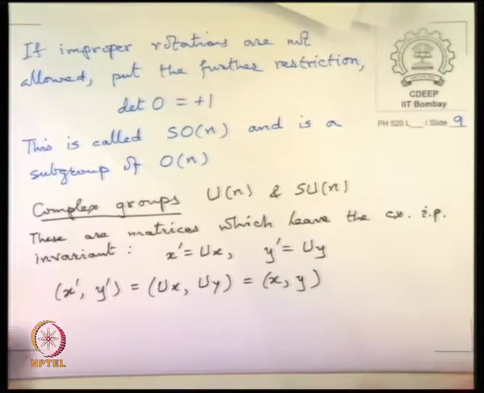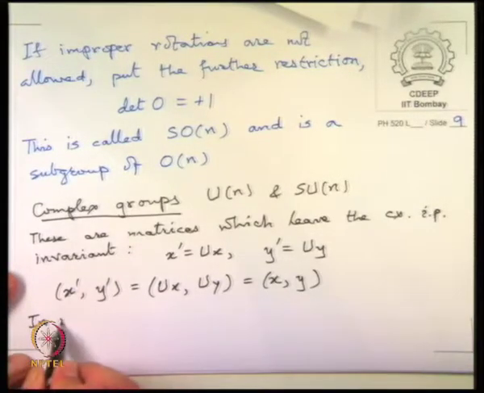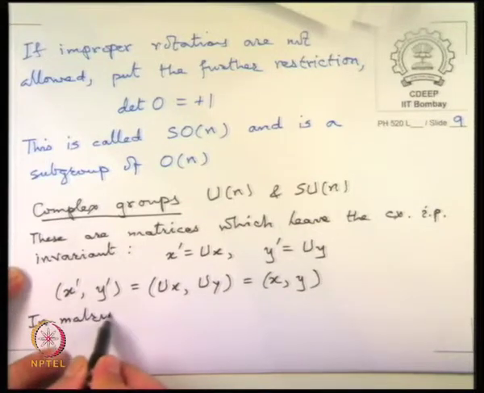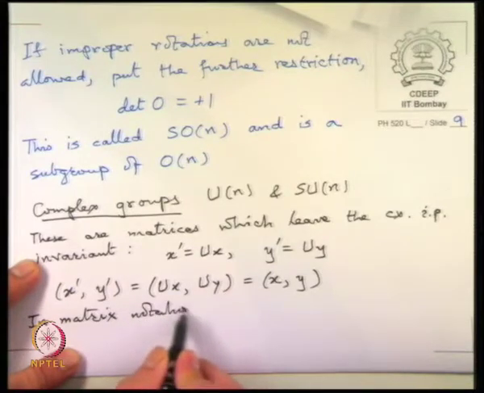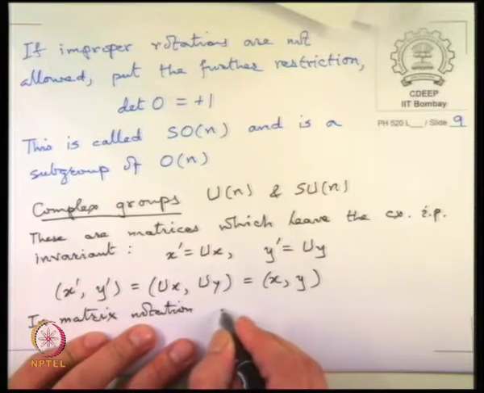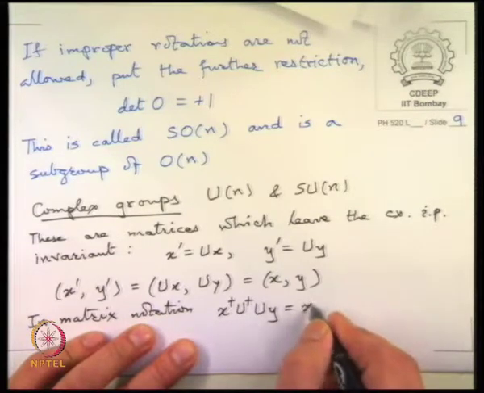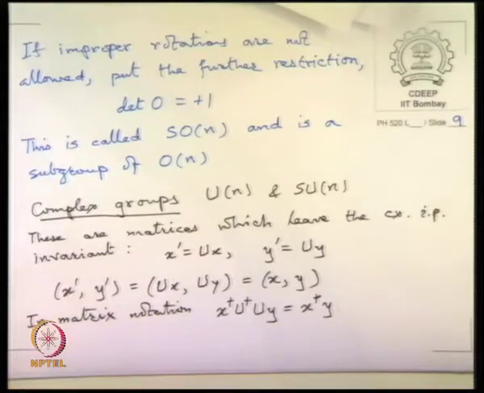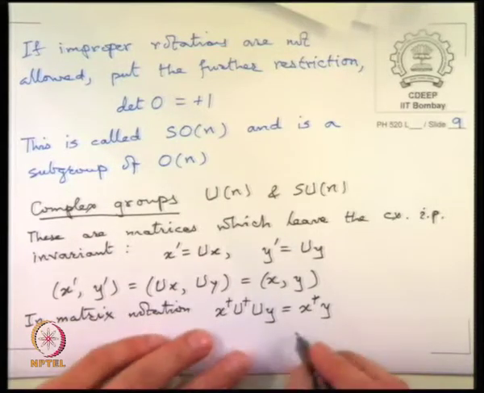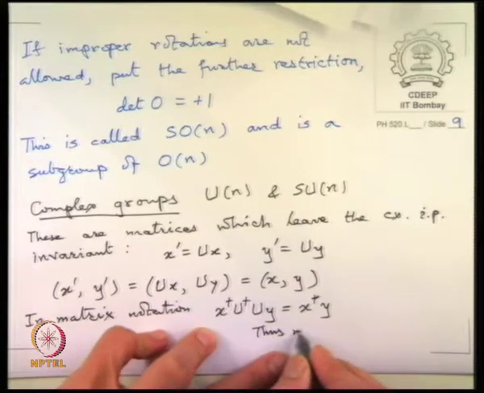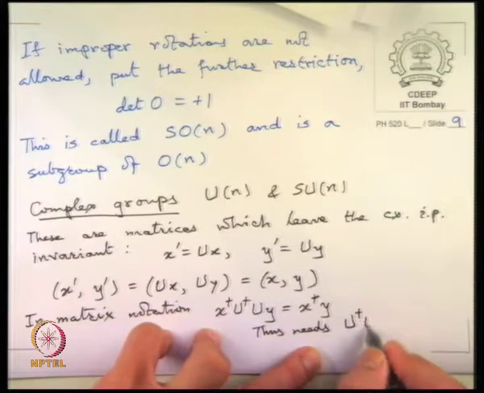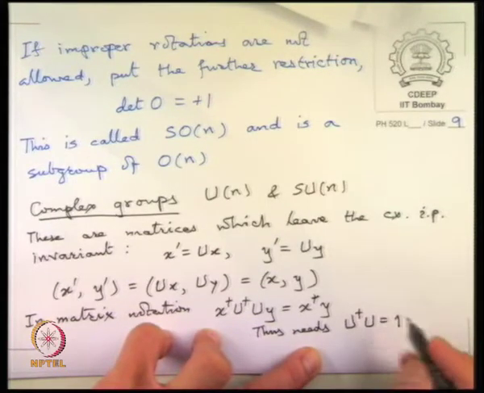Again in matrix notation, we need x dagger, u dagger, u y equal to x dagger y, because the inner product in the matrix case will be equal to x dagger y. So this means that u dagger u equal to 1, identity matrix.